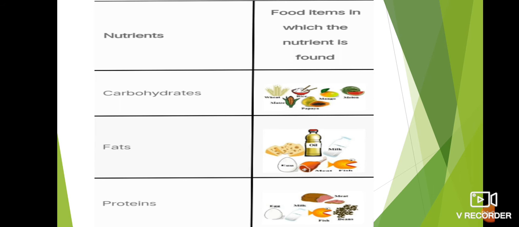Observe this table. On the left hand side, nutrients are present, that is carbohydrates, proteins, fats, etc. On the right hand side, food items in which the nutrients are found. Which food items contain what type of nutrients? In the first row, wheat, rice, mango, melon, maize, papaya contain carbohydrate nutrients. Next, fat containing foods are cheese, oil, milk, egg, meat, fishes. Next, protein containing foods are egg, milk, meat, fish, beans.